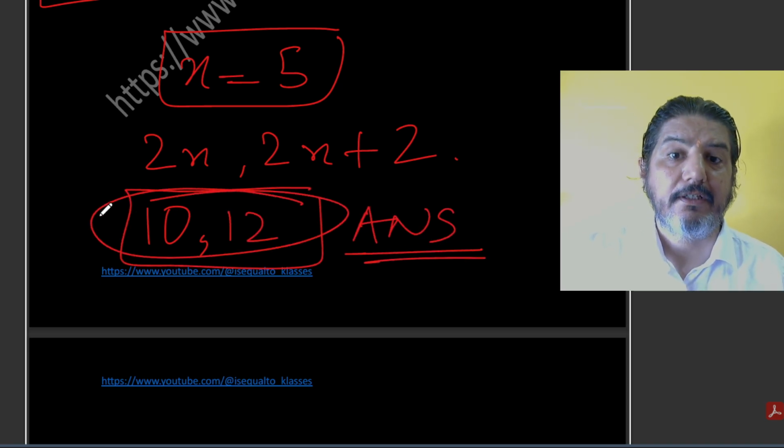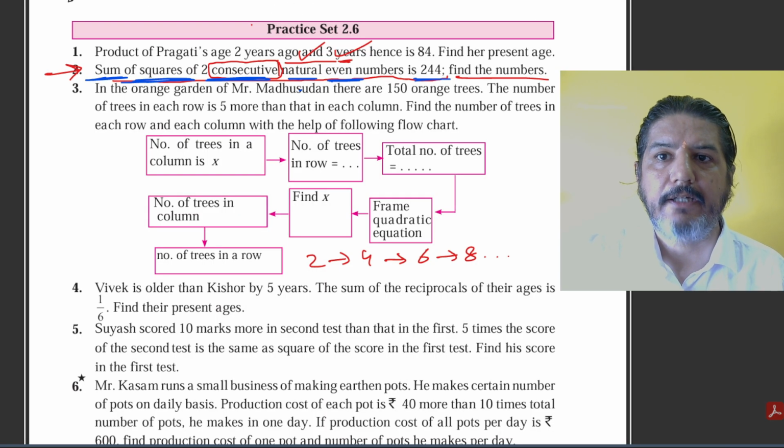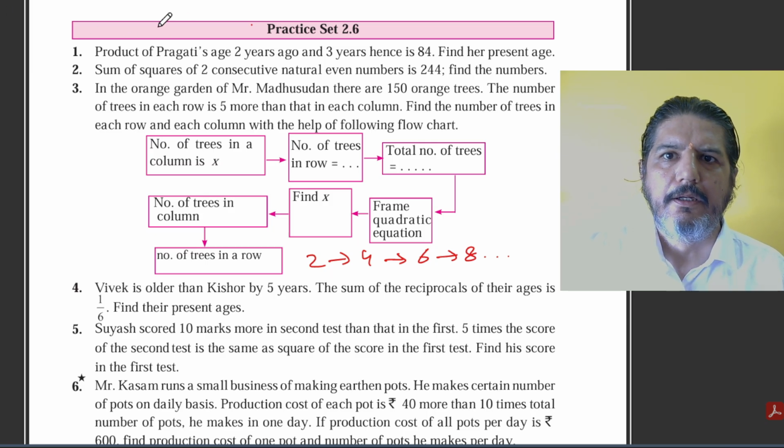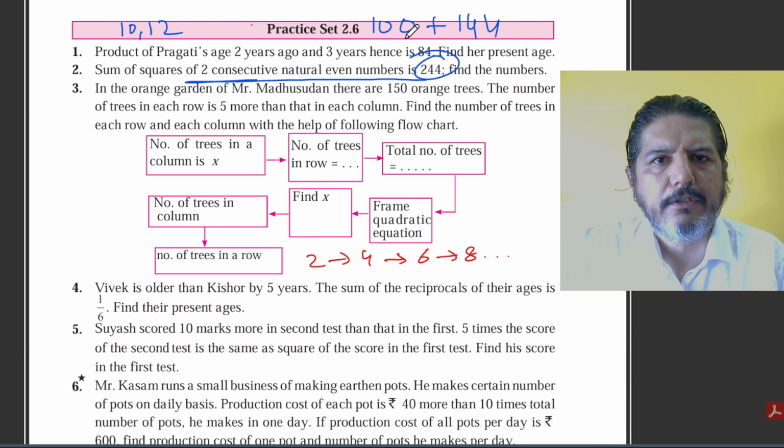And let's check whether 10 and 12 are okay. Are they the right? Do we have the right answer? So I have 10 and 12. So the sum of squares of two consecutive natural even numbers: 10 square is 100, 12 square is 144. So 100 plus 144 is 244. So this is the correct answer.